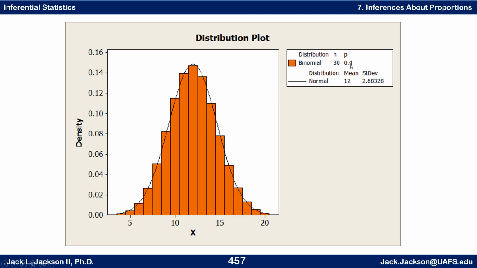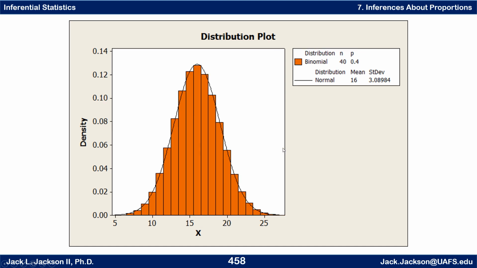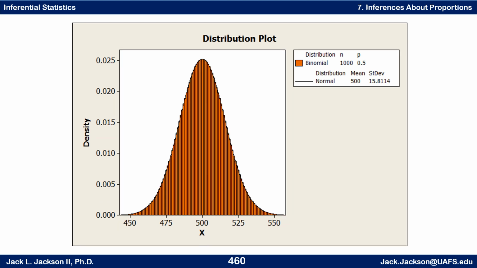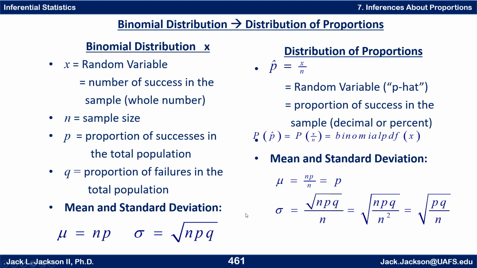I made P to be 0.4, so it's not perfectly symmetric for the binomial. Of course, it always is for the normal distribution. But we're getting pretty close. At 40, that's even better. And there's 100. And of course, once it gets up to really big, like 1,000 for our sample size, it's very, very close. We can hardly tell them apart. So clearly, if the sample size gets large enough, a normal distribution is going to be pretty good as an approximation.